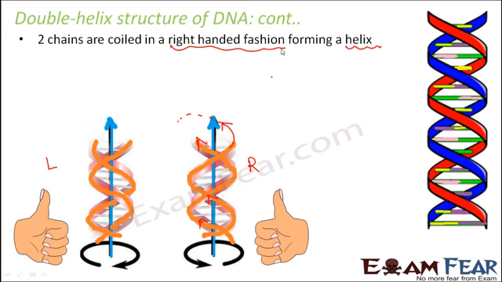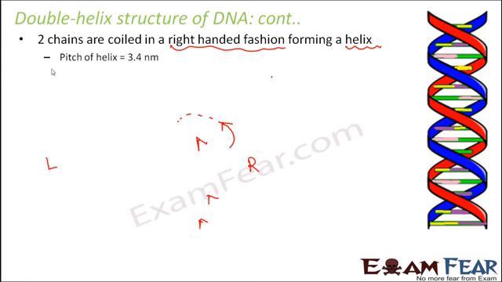Now, whenever we talk about the helical structure, a very important parameter to denote the helical structure is the pitch of the helix. And the pitch of the helix in case of DNA is 3.4 nanometer. Now, many of you might wonder, what is a pitch of a helix? Well, pitch is nothing but the width of one turn of helix. So what do you mean by one turn of helix?